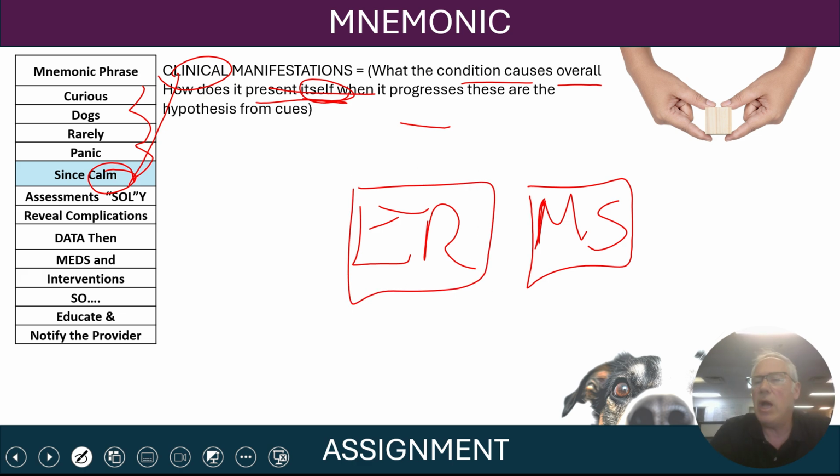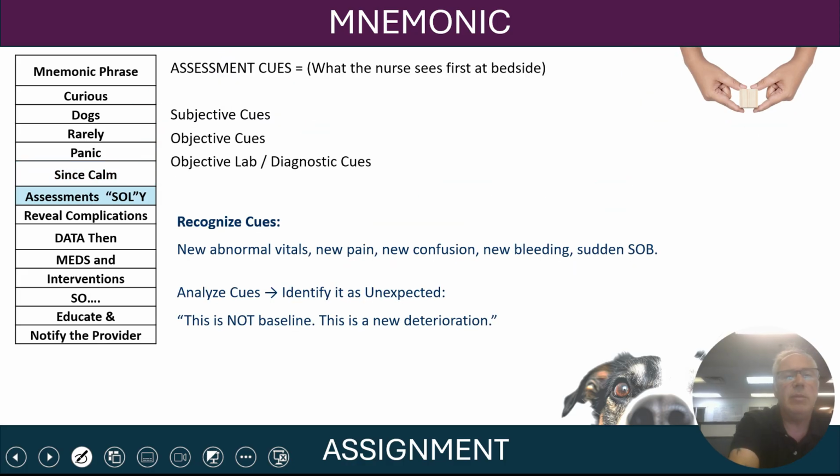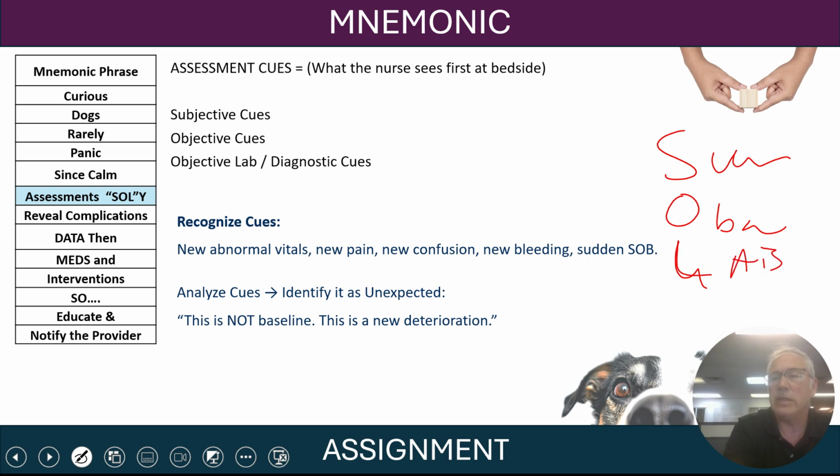And it's how we hypothesize our cues, right? So we hypothesize that this is the ultimate problem that is going to happen, and these are the interventions or these goals that we're going to set for the patients. And it's based on these cues or these assessments, which is the next portion. So since calm assessments are SOL, S-O-L, right? Subjective, objective, and L, labs and diagnostics, actually.